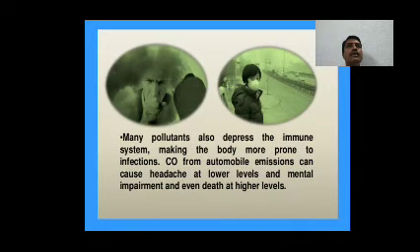Carbon monoxide reacts with hemoglobin to form carboxyhemoglobin, which reduces the oxygen supply to the body. This causes dizziness, headache, heart attack, loss of vision. These are the effects of carbon monoxide.